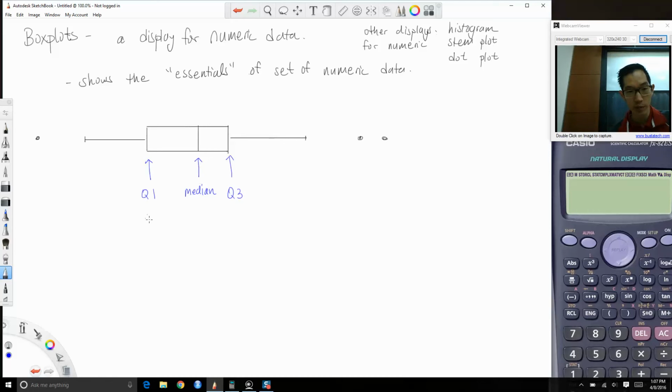So the width of the box, what is the width of the box equal to? The width of the box is equal to our IQR, because it's the distance from Q1 to Q3. So the width of the box is our IQR. Okay.